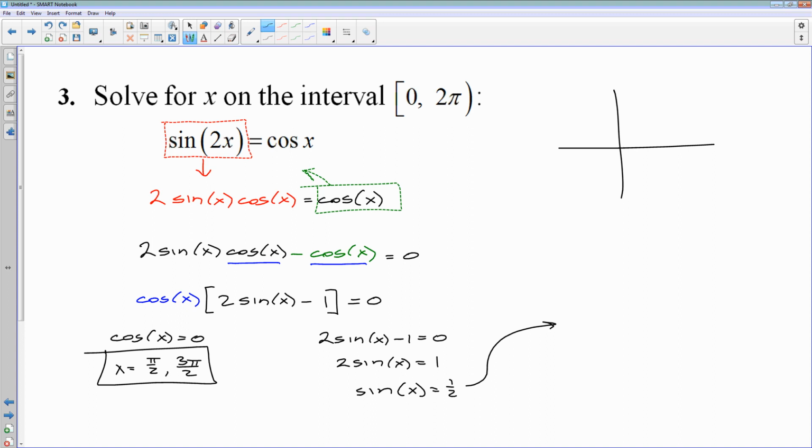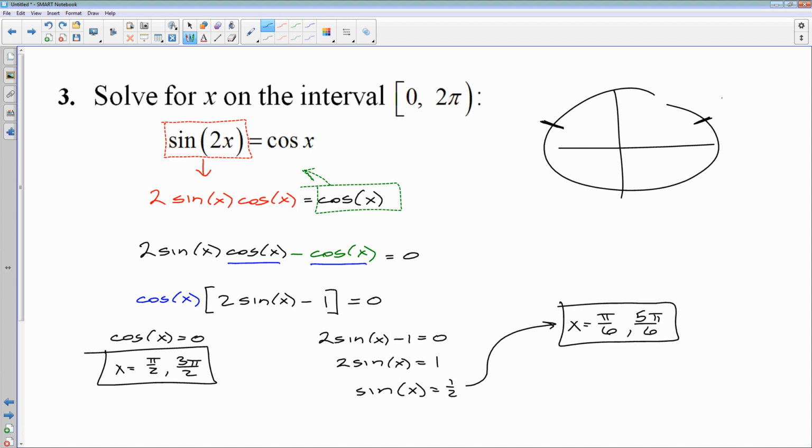That one's a little bit trickier. Sine is equal to 1/2 right here at pi over 6, and right here at 5 pi over 6. So the answers are pi over 6 and 5 pi over 6. Because right there, my coordinates are root 3 over 2, 1/2, and negative root 3 over 2, 1/2. And remember, sine is the y coordinate.